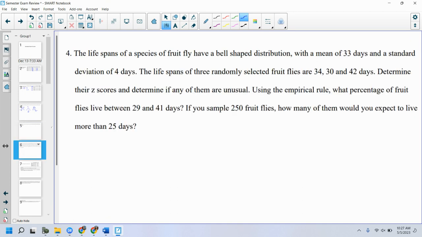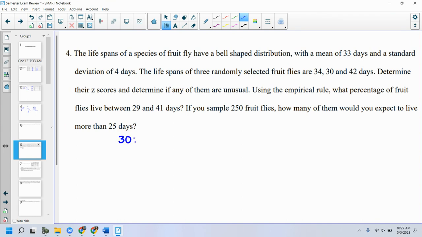The lifespans of species of fruit fly have a bell-shaped distribution with a mean of 33 days and a standard deviation of 4 days. The lifespans of 3 randomly selected fruit flies are 34, 30, and 42 days. Determine their z-scores. Okay, let's take a look at 30.